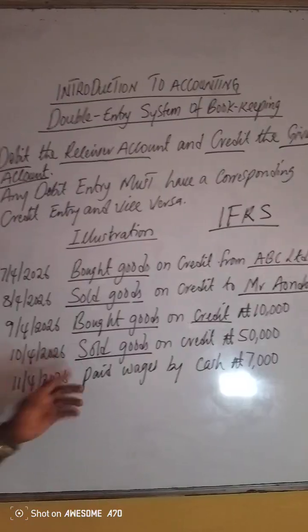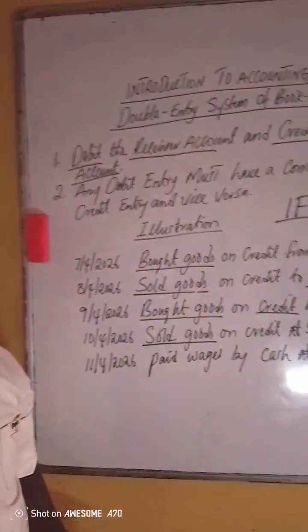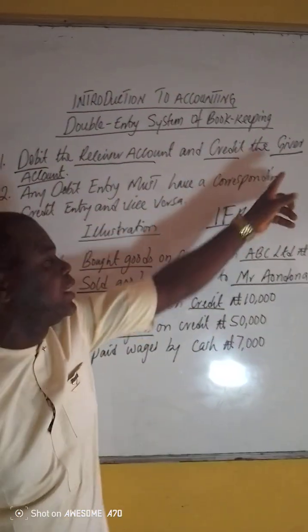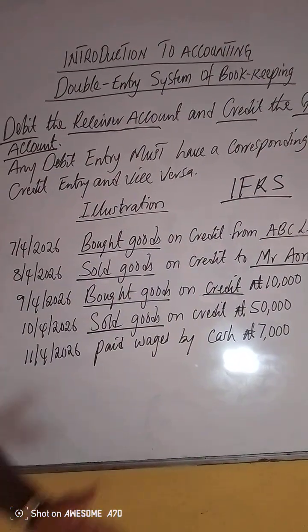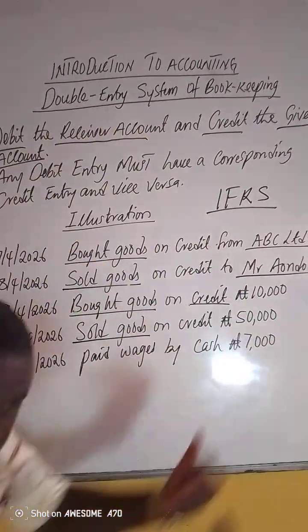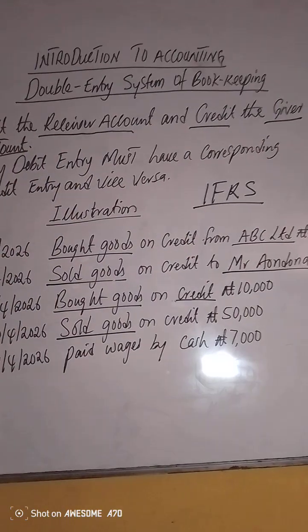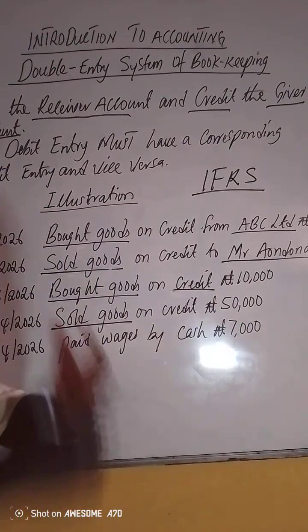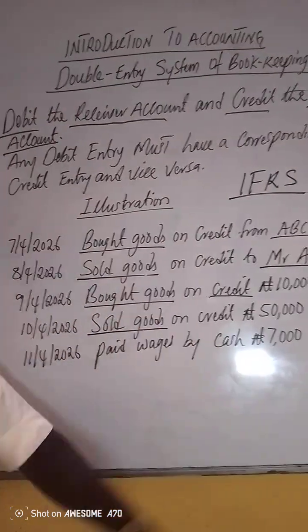So anytime you make sales, you are giving out goods. And as we are giving out goods, it means sales. Sales is the giver account and it must be credited. Likewise, bought goods is a receiver account, meaning anytime you are buying, you must receive the goods. And as you are receiving the goods, it becomes the receiver account. And that is why we now say that all purchases are debited because they are receivers, while all sales are credited because they are givers.